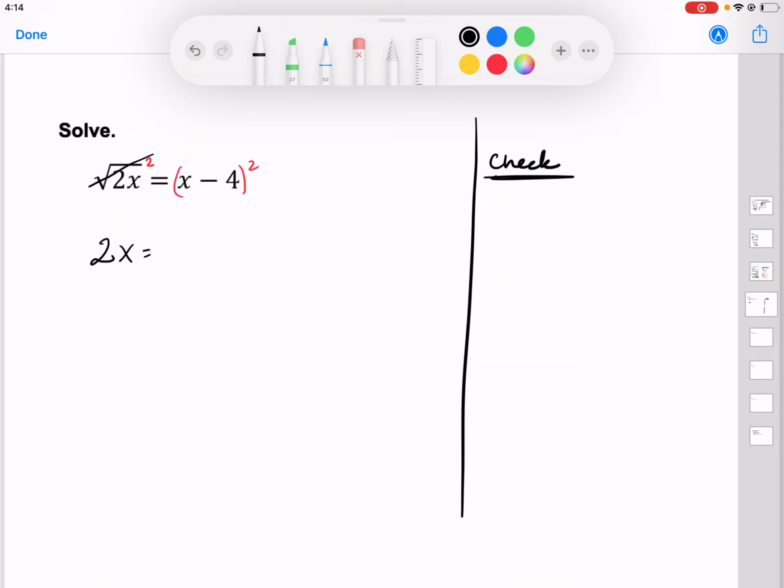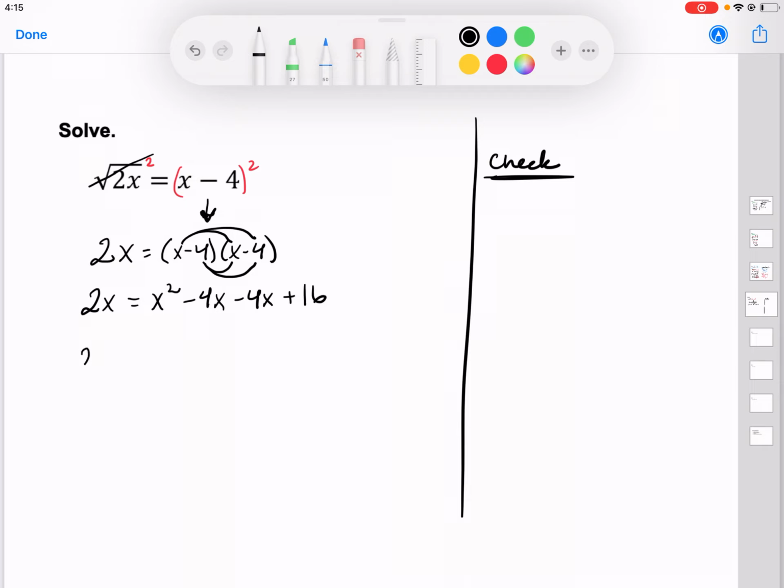Okay, x minus 4 squared is the same thing as x minus 4 times x minus 4. So make sure you break it up and then distribute. So I'm going to keep the 2x. So x times x is x squared. X times negative 4 is negative 4x. This is negative 4 times x is negative 4x, and then negative 4 times negative 4 is a positive 16.